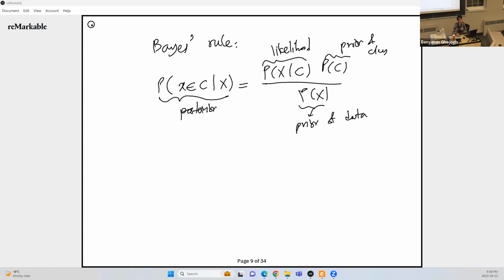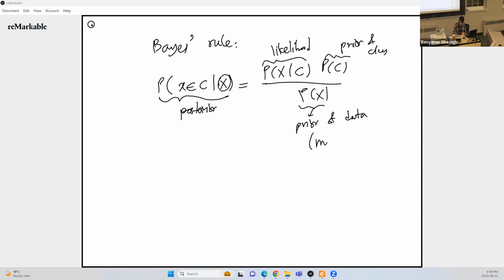The names posterior and prior came from Latin, okay? Posterior means post, after. So after I see the data, what is the probability that it belongs to this class? Prior means I know it beforehand, right? So the probability of the class beforehand, the probability of the data beforehand.